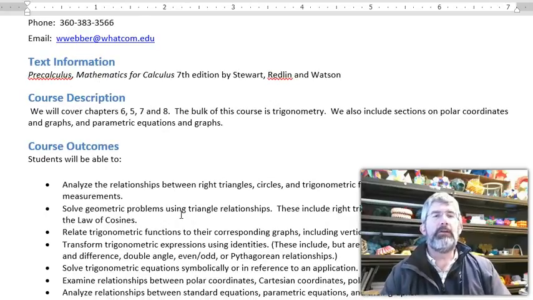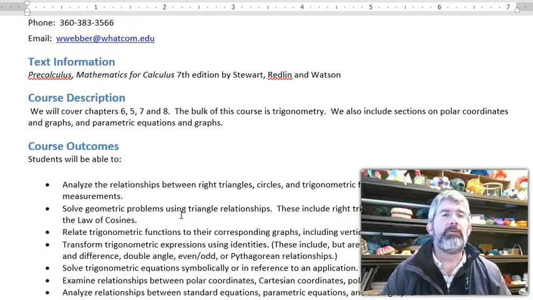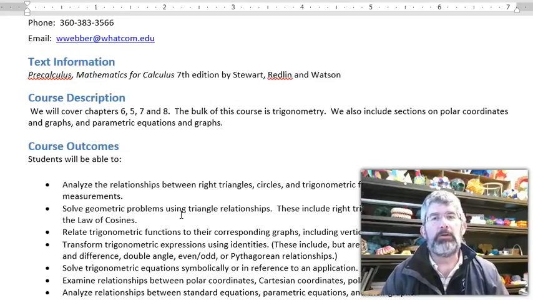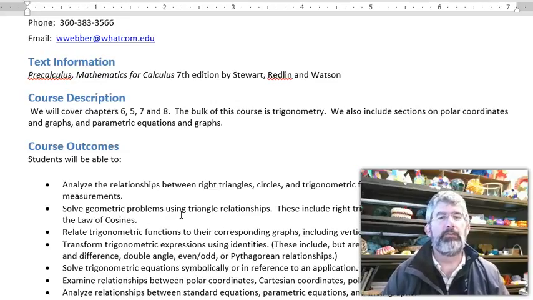The textbook is the same textbook that we used for Math 141. So you get your money out of it here. We will cover chapters 6, 5, 7, and 8. The bulk of the course is trigonometry. There's a section at the end on polar coordinates and graphs and parametric equations and graphs as well. So we have essentially 1 week on each of those 2 topics.